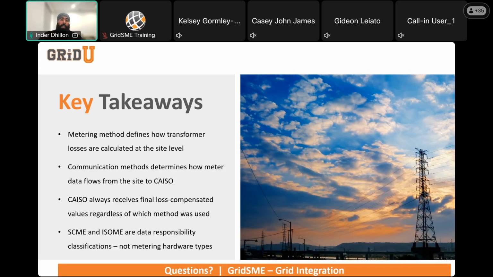So if you look at things a few years ago, most of the sites were pretty simple. Single resource setup, straightforward metering, fewer decisions to make. Now with multiple resource sites, PV paired with storage, and more complex interconnections, the metering side has become a lot more involved and a lot more important to get right very early on.